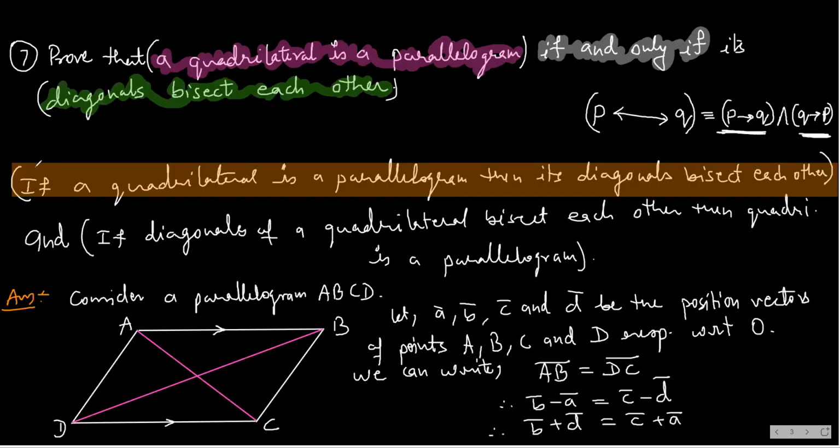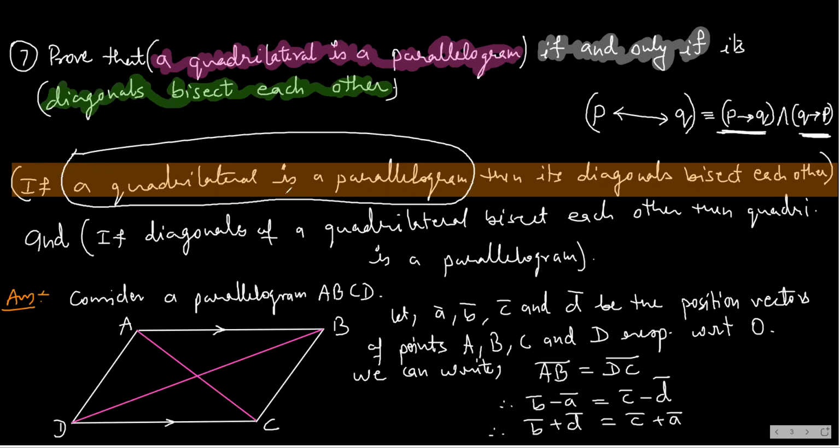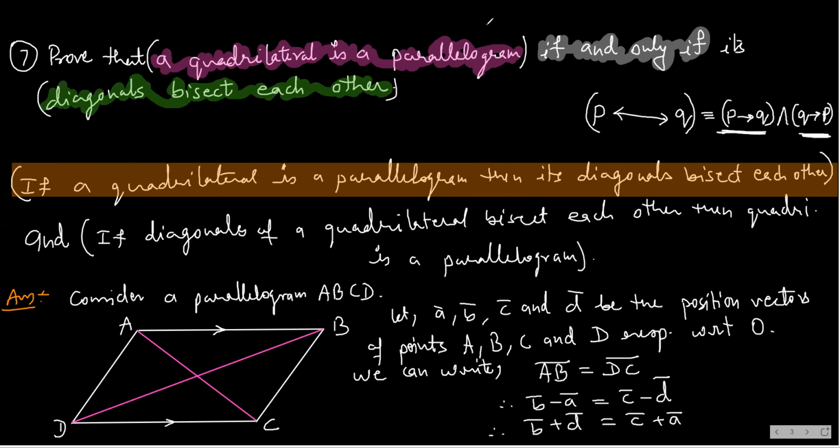What was the first part? The first part was we started with a parallelogram, and we proved the diagonals are bisecting each other. What will be the next one? You have to prove both. Remember, because you have got if and only if. So what will be the next one? The next one will be here.